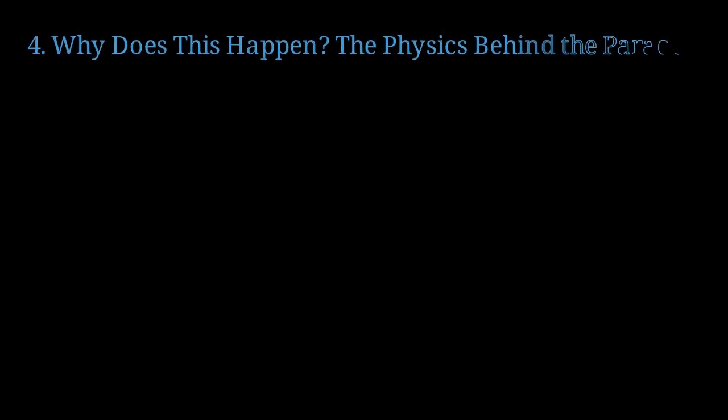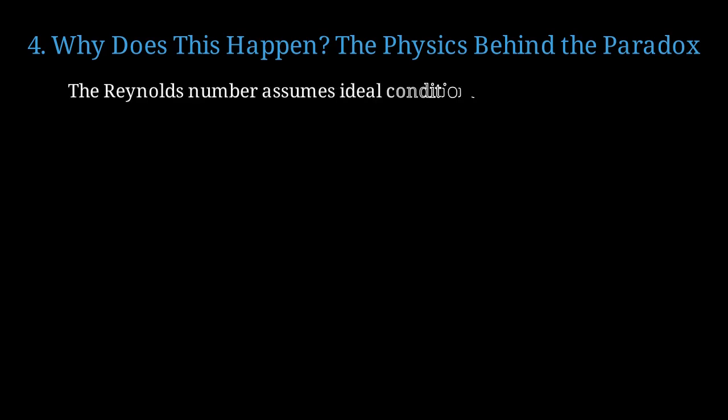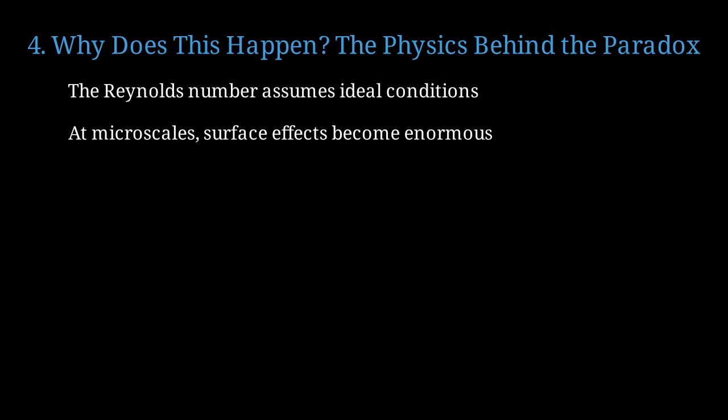Why does this paradox occur? The answer lies in how we measure and what we ignore. The Reynolds number formula assumes ideal conditions with smooth walls and no other effects. But at microscales, surface effects become absolutely enormous relative to the bulk fluid volume. The surface-to-volume ratio is proportional to 1 over the characteristic length. As L decreases, this ratio explodes.